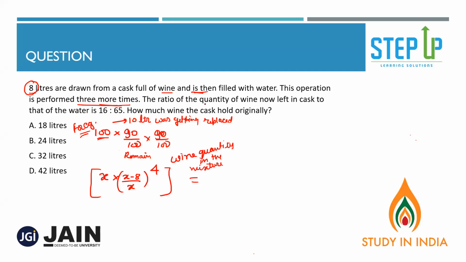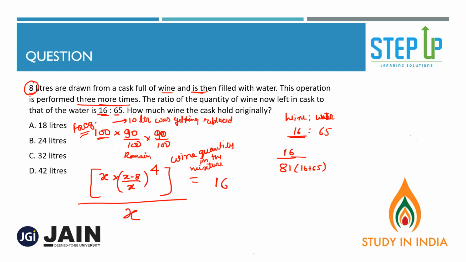Right. So now the ratio of the quantity of wine now left in the cask to that of water is 16 is to 65, wine is to water. Can I say the wine part will be 16 by 81? 16 plus 65, 5 plus 6 is 11, 81. Right? So can I equate it to 16 by 81? Now this X and this X will get cancelled out. Basically, you are getting (X minus 8 upon X) whole to the power 4 is equal to 16 by 81. Did you understand so far?